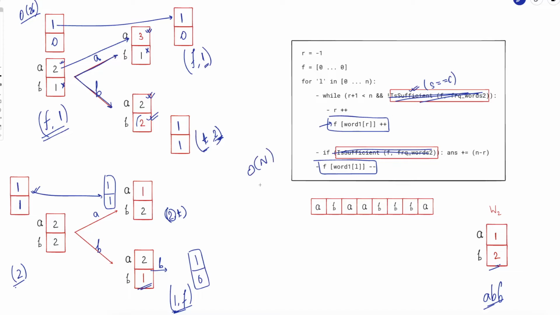with the space complexity of order C, because you are maintaining this frequency array, and you are maintaining this is valid array as well. Again, this is valid array was for understanding. You can skip maintaining this is valid array as well. So hope this entire solution is clear.